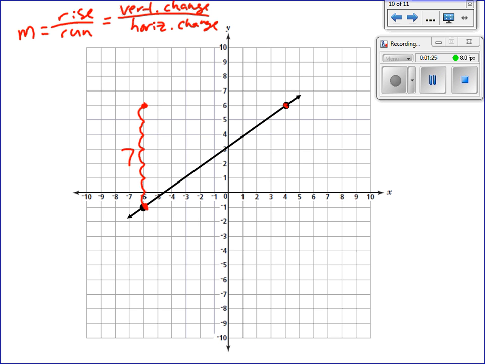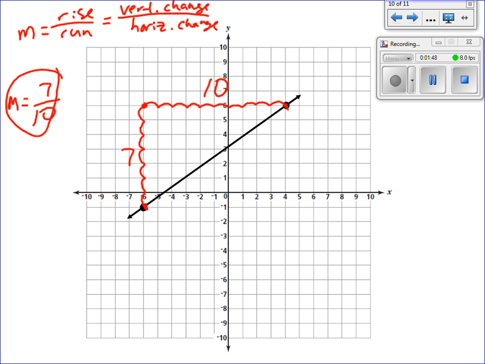And now, even with the other coordinate, I just have to count to the right, get the horizontal change or the run. 1, 2, 3, 4, 5, 6, 7, 8, 9, 10. My formula is rise over run, so my slope equals 7 over 10. This one cannot be reduced. I leave it as a fraction.